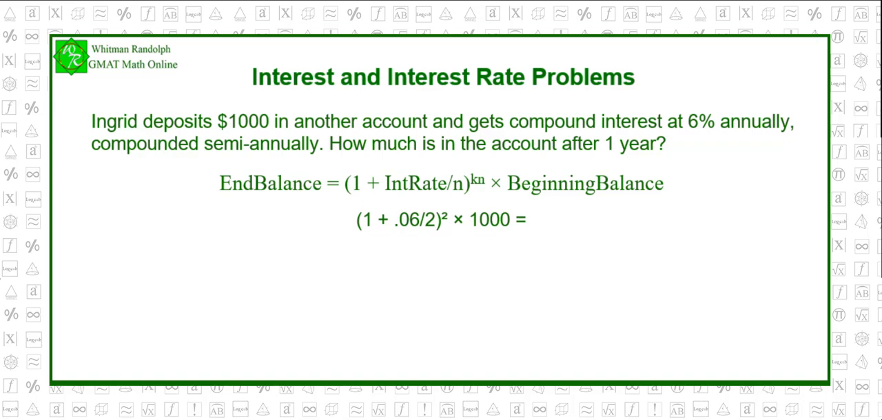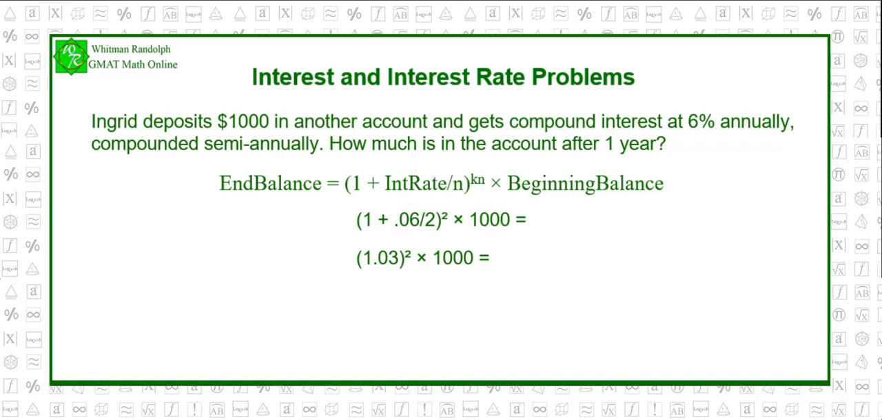This compounding happens every 6 months, so the interest paid at that time is for just half a year. That means the interest rate at compounding time is half of 6%, which is 3%. Thus the calculation is 1.03 squared times 1,000.